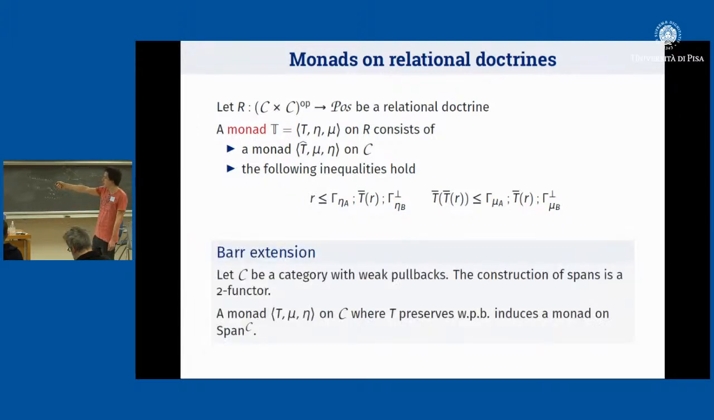But let me remark this, because the construction of spans I showed you, which is again pretty standard, nothing very new, extends to a two-functor from the two-category of categories with weak pullbacks and weak-pullback-preserving functors to the two-category of relational doctrines. And so this two-functor maps monads to monads, and basically this realizes the well-known bar extensions of monads in an abstract setting.